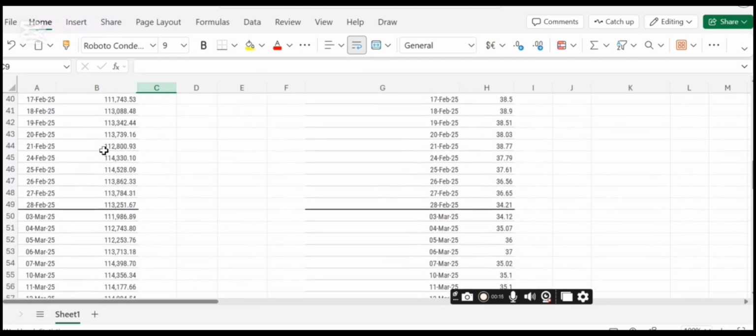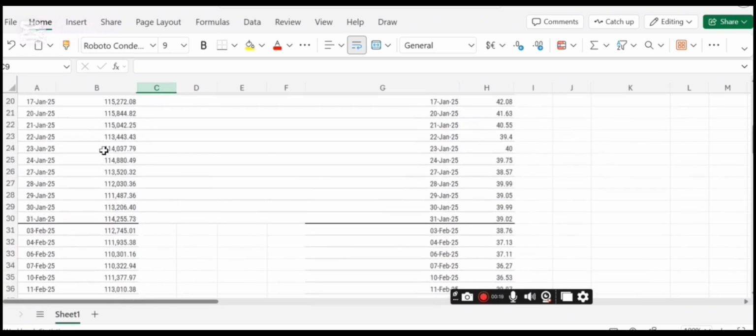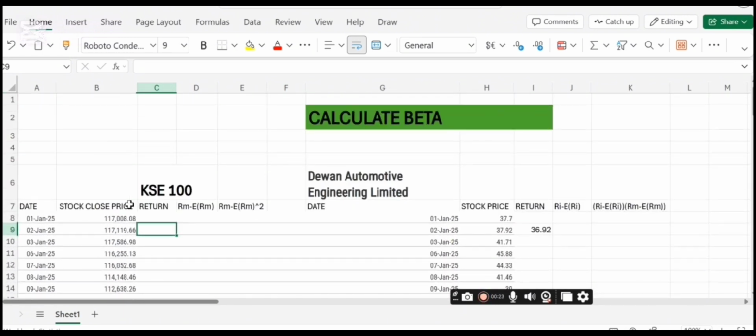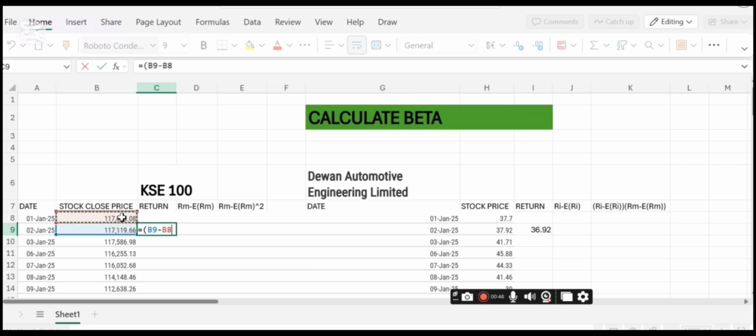The basic formula to calculate the return is equal to ending value minus beginning value divided by beginning value. The bracket is also important in this formula because when we remove the bracket, the answer will be changed differently.